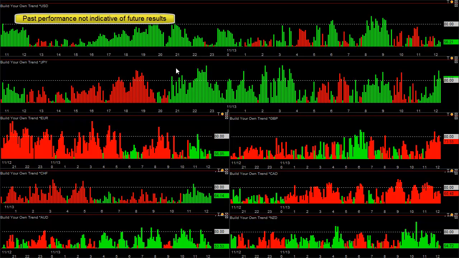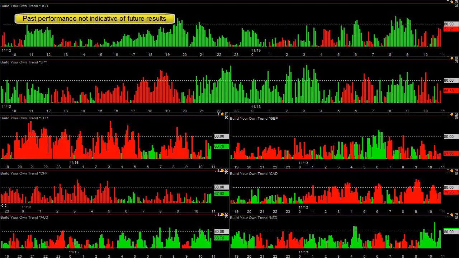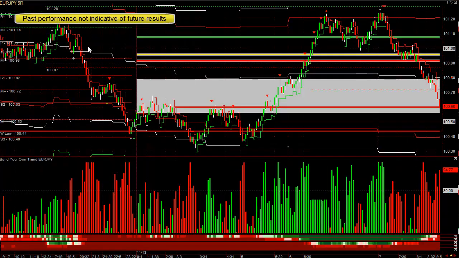You can see the yen from last night, a couple hours before midnight until 4, was clearly the strongest one. One of the weakest ones was the euro. The Swiss also was weak, and to a lesser extent the pound. Let's just bring up the euro yen just to show last night up until about 4 how you would want to be looking for sells in this. All right, here's the euro yen.